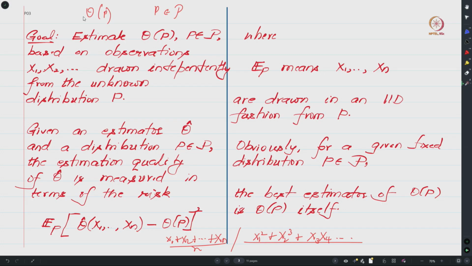So of course, if there is only one fixed distribution, then of course the best estimator of theta of P is theta of P itself. So if there is, let us say, only one Gaussian distribution with mean mu, the best estimator for the mean of this distribution is mu itself. So if someone can say mu, well, that is the best estimator.